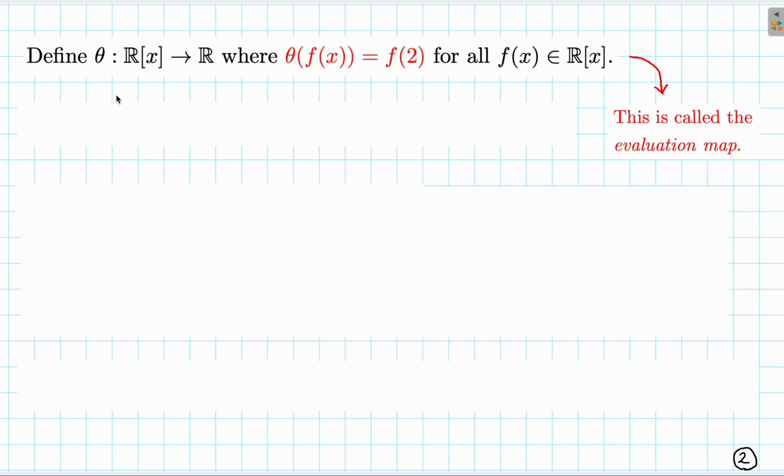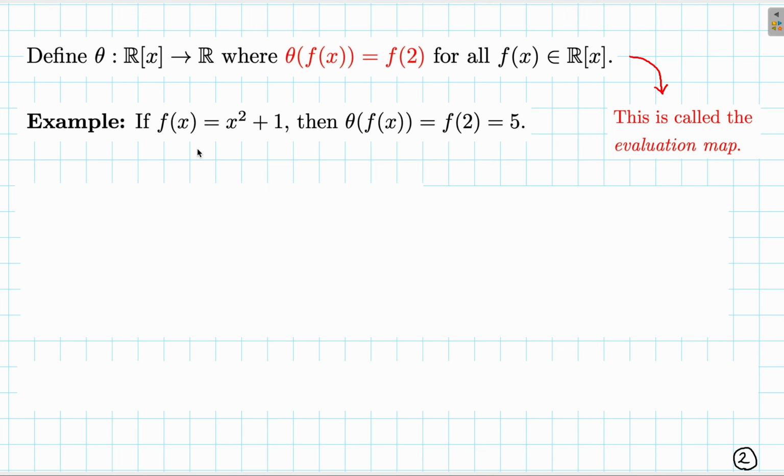We define the function theta from the polynomial ring R bracket x to R, where theta of f of x, where f of x is the input into the function, is equal to f of 2. Now this is called the evaluation map since we're evaluating each input polynomial at x equals 2. For example, if the input polynomial is f of x equals x squared plus 1, then theta of f of x is equal to f of 2, which is 5, because it's 2 squared plus 1.